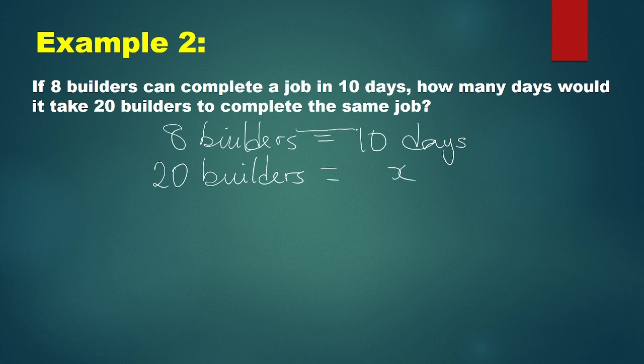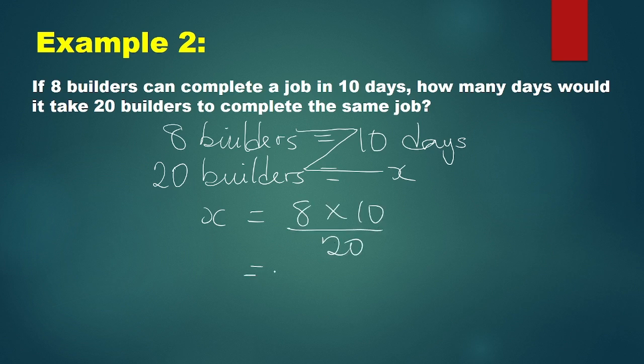Then applying my Z method, because it's an inverse proportion, my unknown will simply be equal to 8 multiplied by 10 divided by 20. 8 multiplied by 10 is 80 over 20. 0 will take out 0. 8 divided by 2 is simply 4. So it means that 20 builders will spend 4 days.